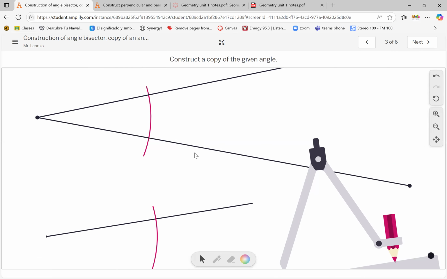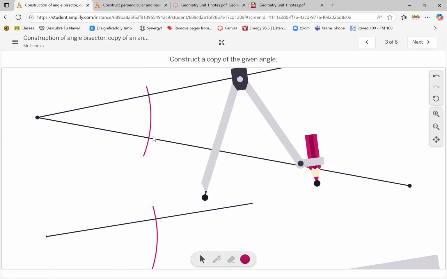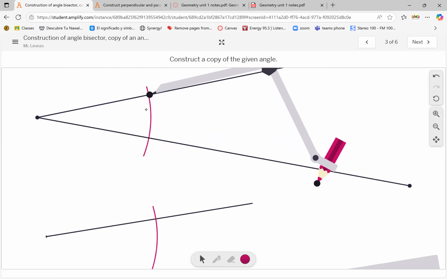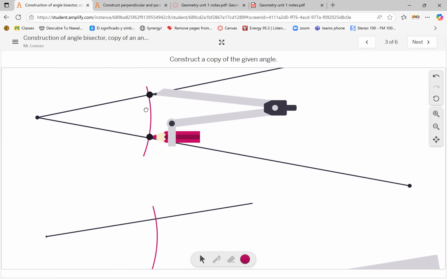Now the next step is the very, very important step. I'm going to bring my compass, and I need to measure this aperture. The way I'm going to measure my aperture is with the two points on the compass. I'm going to put one point at one of my intersections, and then I'm going to put the other point at the other intersection. With my compass, I'm measuring how big my arc is.